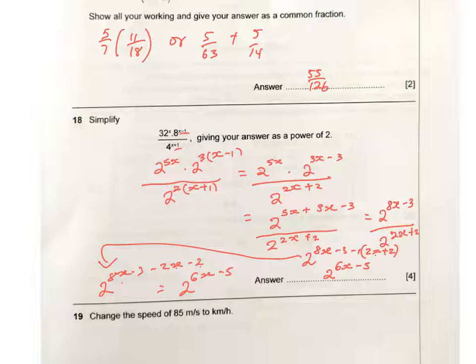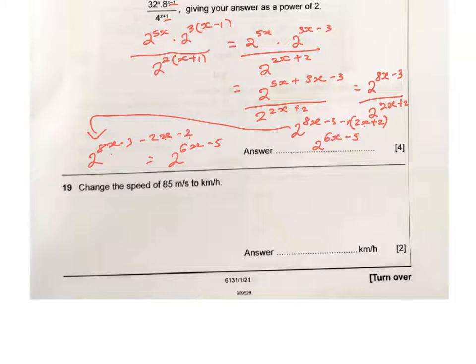Right, then we move on to question 19. Change the speed of 85 meters per second to kilometers per hour. Now, look at the units: meters and seconds. You need to change the meters to kilometers, and the seconds to hours.